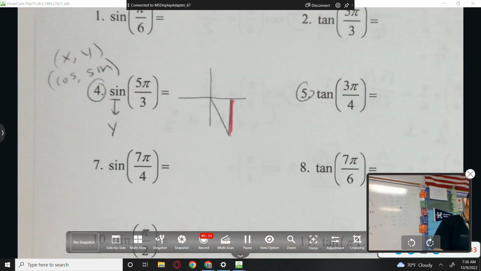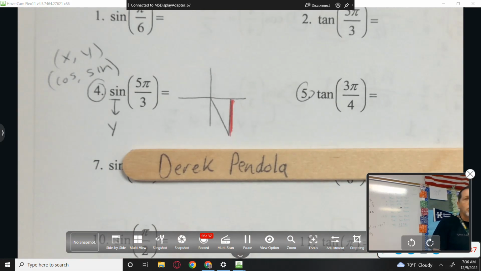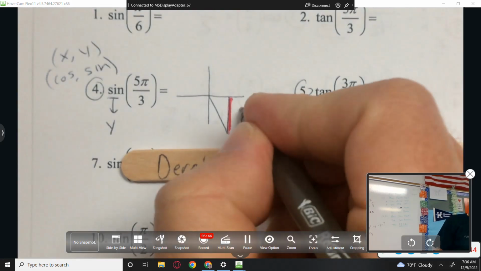So that would be that side. Derek, how long is that side? Or what is that side length? Negative root 3 over 2. Good. So that side length is negative root 3 over 2.